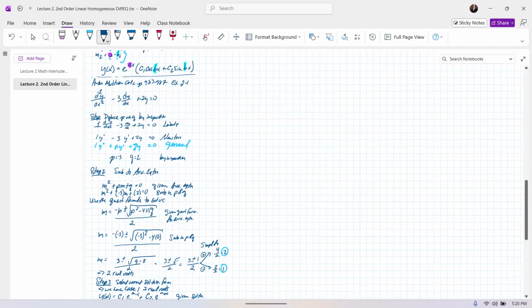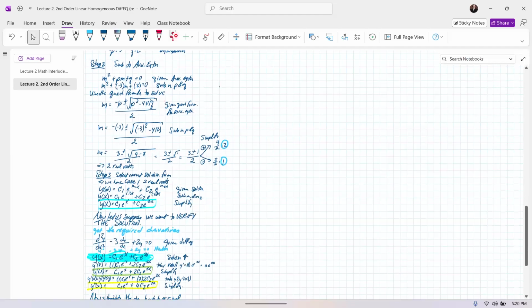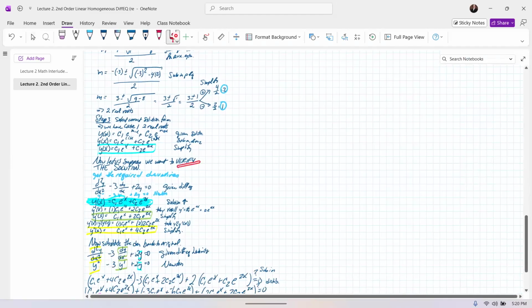What we did here is we solved for the P and Q. Then we substituted into the auxiliary equation, which is right here, to get two answers. We got 1 and 2. Those 1 and 2 then became the answers that we substituted into the solution form. This is our solution form right here. What we wanted to do then is verify if this solution is in fact correct.